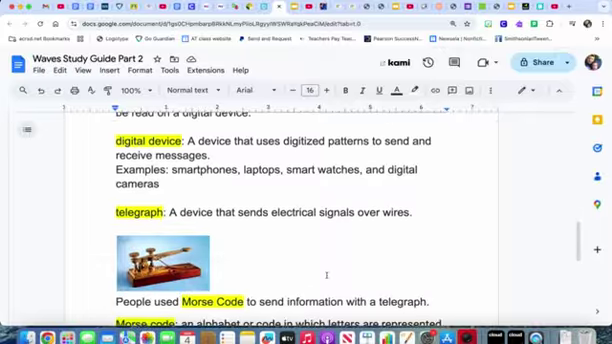Do you really need me to explain what a digital device is? Not really. You've got them all over the place. Tablets and smartwatches and cell phones. You don't need me to explain what a digital device is.